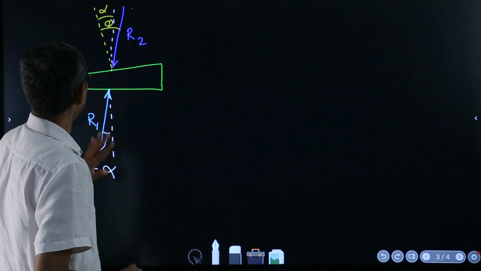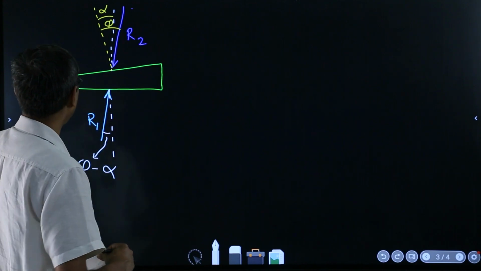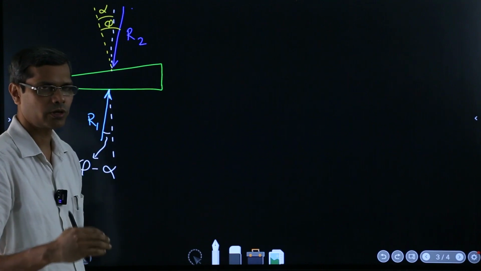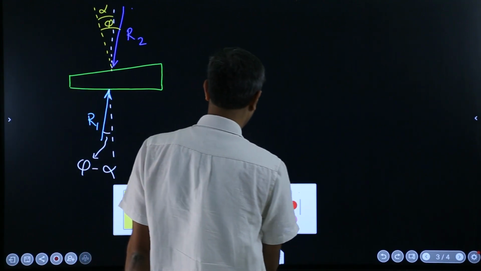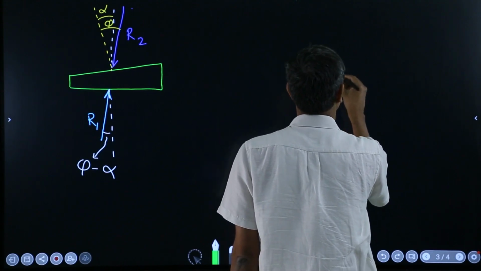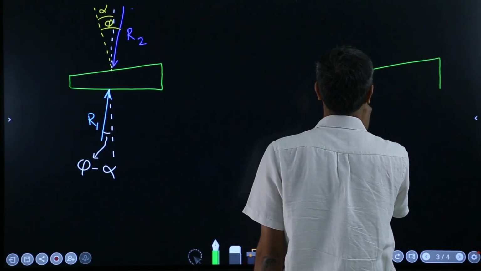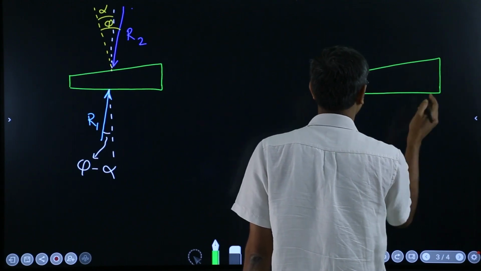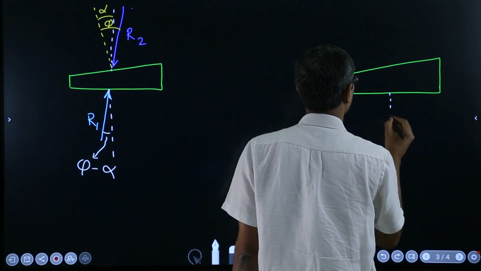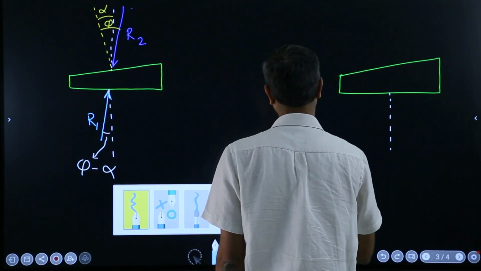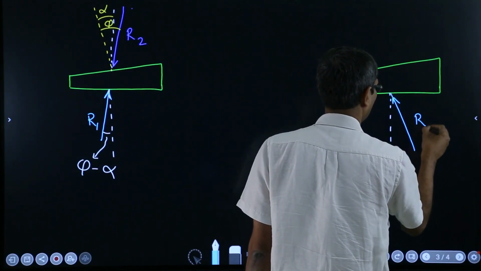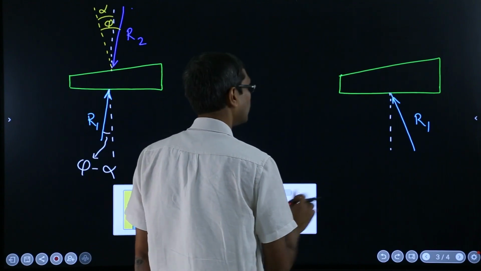So that will be the condition of equilibrium when the upper surfaces are on the verge of slippage and the lower one is stuck. Let's see what happens in the other case, that is, the upper surface is stuck and the lower surfaces are on the verge of slipping. That means it will just be like this. So reaction R1 will be like this, and this angle now will be phi.